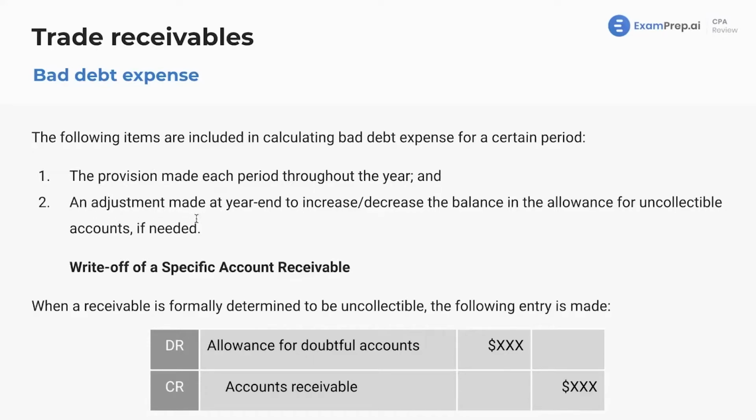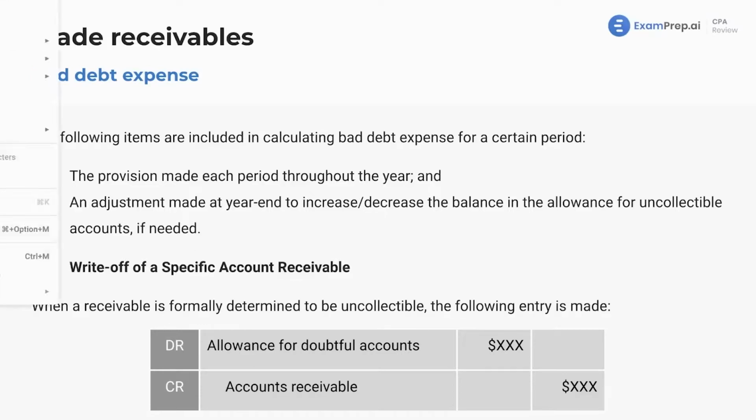And then you have an adjustment made at year end to increase or decrease the balance in the allowance for uncollectible accounts if needed. So writing off a specific account receivable, this is still under the allowance method, but this is using bad debt expense in the allowance method. When a receivable is formally determined to be uncollectible, the following entry is made. So there's no effect on net AR because you've already increased your allowance for doubtful accounts.